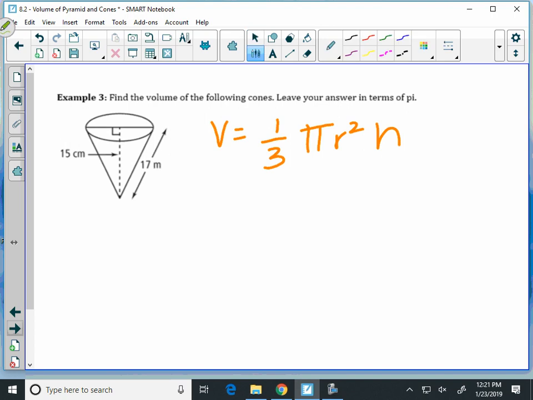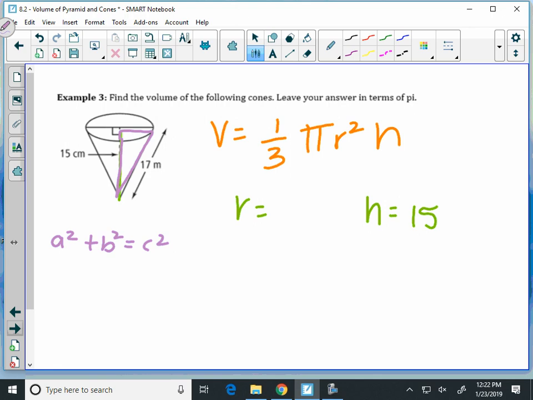So let's find our pieces. We'll be looking at this diagram. What's the height of our cone? 15. Starts at the point, straight down. That's 15. Did they tell us what our radius is? No. So when something's missing, what do we use? They didn't give us the radius, so what are we going to use to find it? Pythagorean theorem. When something's missing, we use the Pythagorean theorem to find it because we have a right triangle right here.